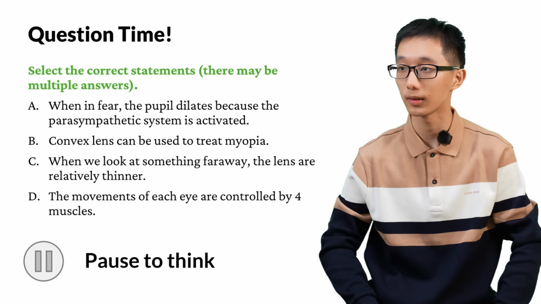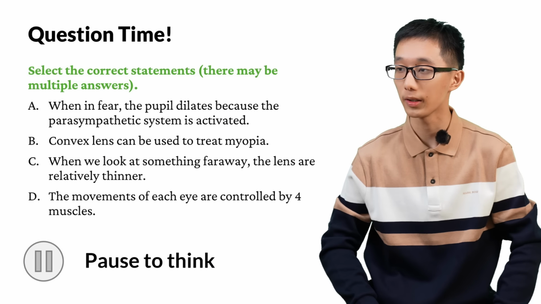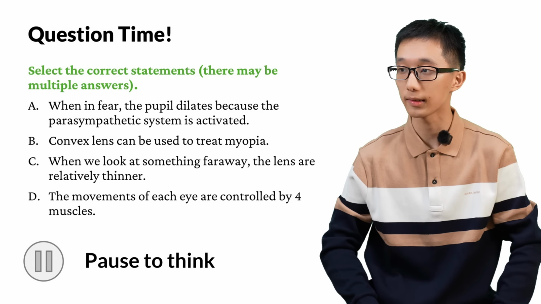Question time. Please select the correct statements. There may be multiple answers. A. When in fear, the pupil dilates because the parasympathetic system is activated. B. Convex lens can be used to treat myopia. C. When we look at something far away, the lenses are relatively thinner. And D. The movements of each eye are controlled by 4 muscles. Please take a moment to pause and think about it.